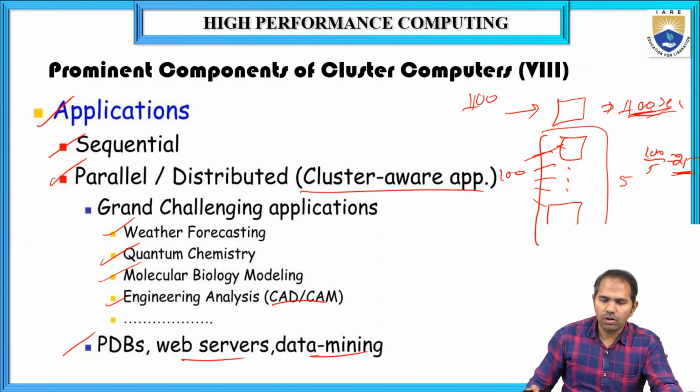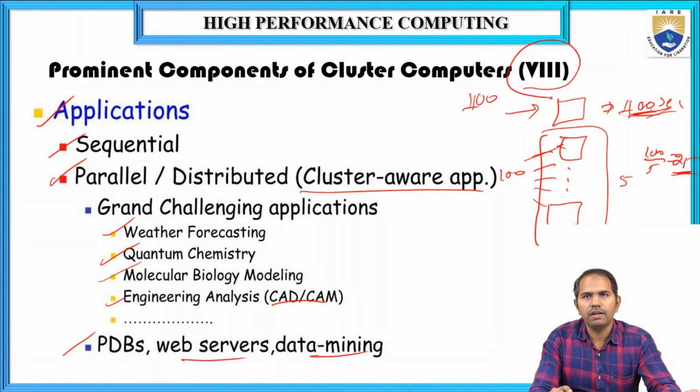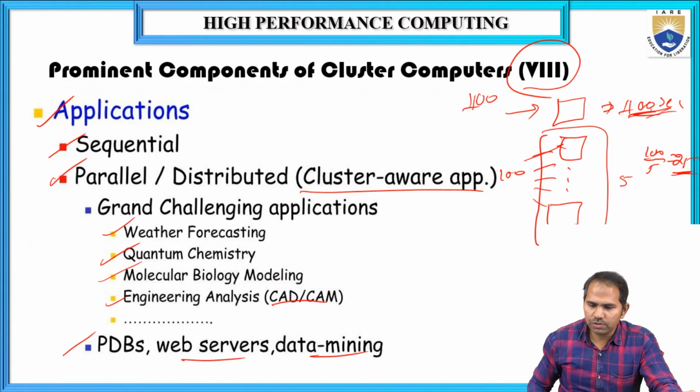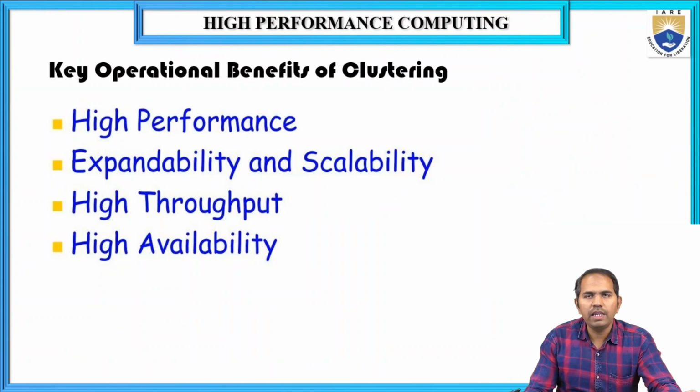These are all the challenging tasks for parallel and distributed systems. So now these are the 8 prominent components of a cluster. Then what are the key operations? Up to this point, using these 8 prominent components, we have to create our own clusters, cluster computers. Now we'll see what the key operational benefits of a cluster are.